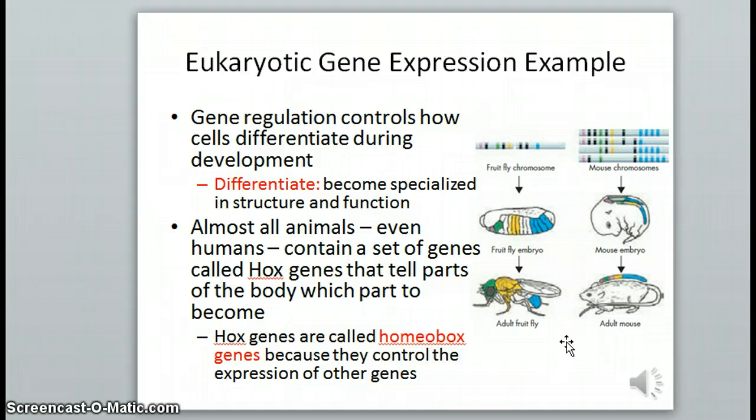Most animals contain genes called Hox genes that control the process of development. They're considered homeobox genes because one set of genes controls the expression of other genes. It works sort of like a cascade. The first Hox genes to turn on control whether the head region develops or the tail region develops. Then the head region genes might turn on arm genes, and the arm genes might turn on finger genes, and the finger genes might turn on the pinky finger versus the thumb.